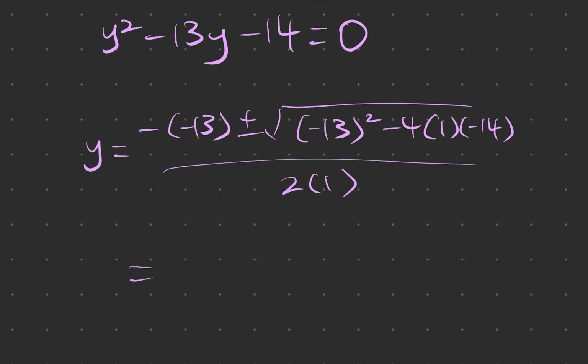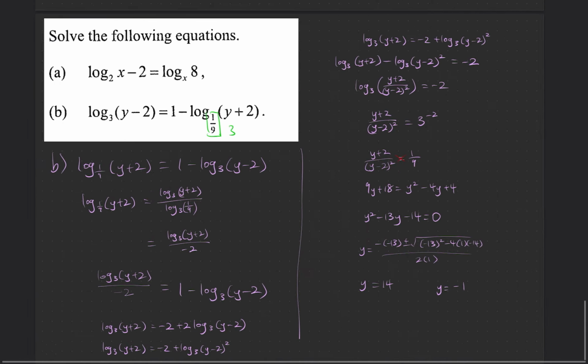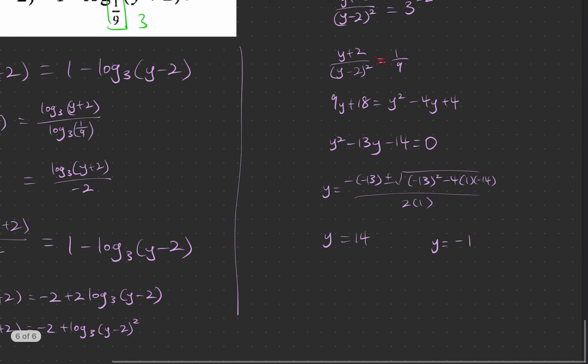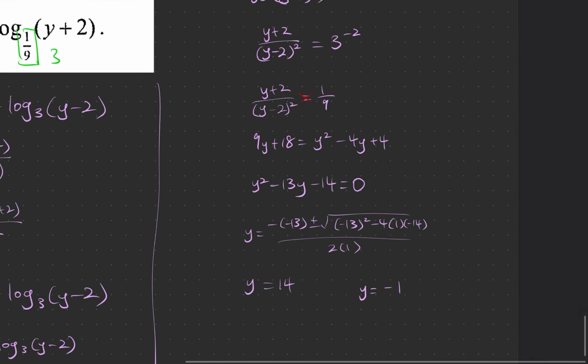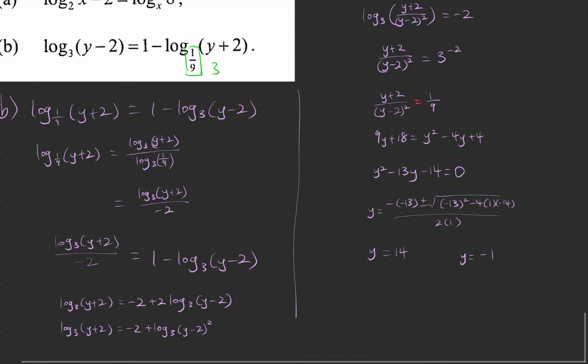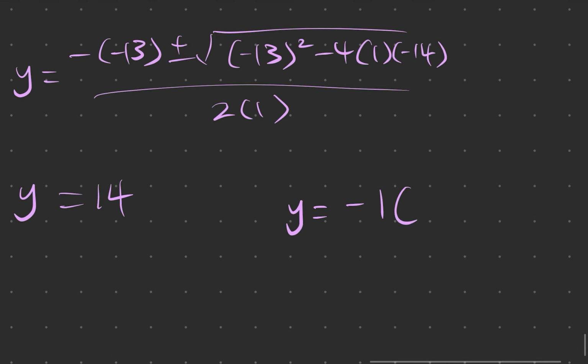Okay, so calculator, help me out. So y can equal 14, y can equal negative 1. But something I have to do is reject y equals negative 1.